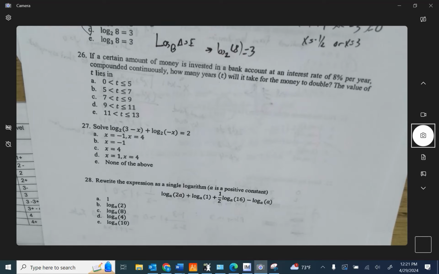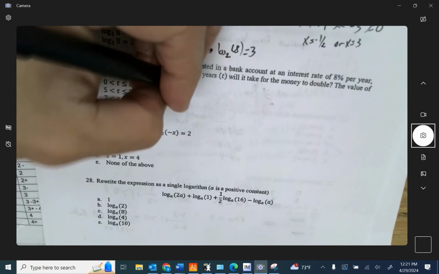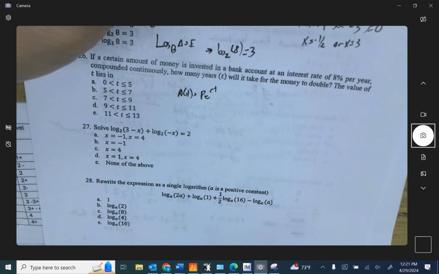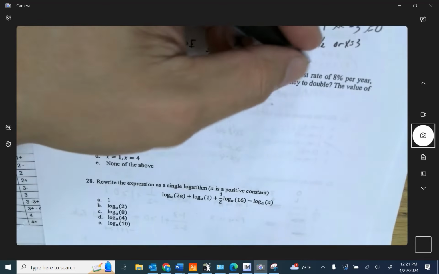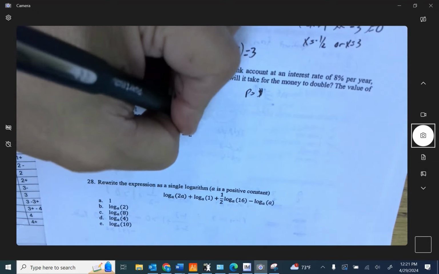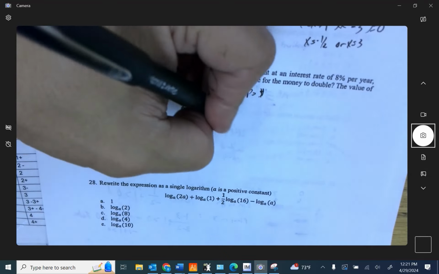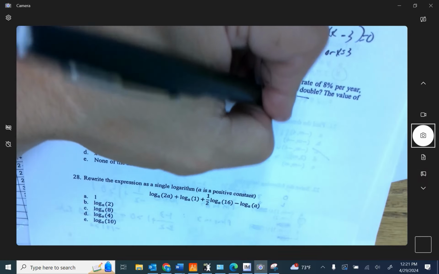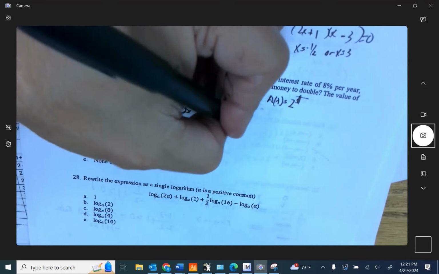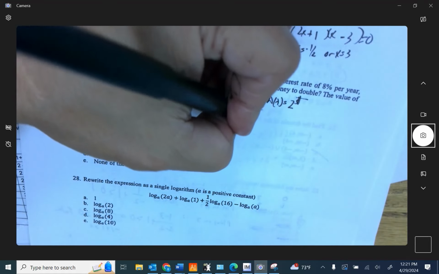The reason I say that is because it doesn't apply to you, but this is PERT. You're going to just invest $1. So the amount after some time passes. Oh, by the way, the goal is to get 2, isn't it? It's going to double. So after some time, let's just say $1, after some time, you have $2. You'll say 2 equals 1e to the 0.08t.